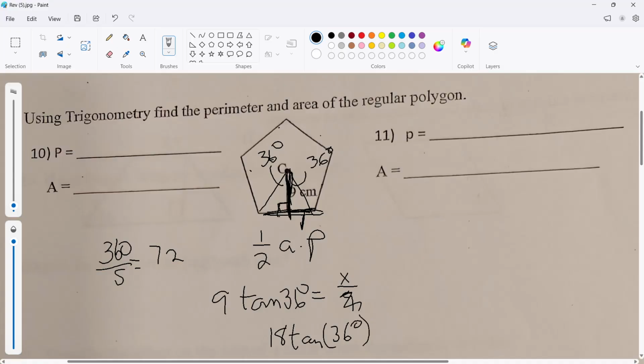And I've got 5 of them. So 5 times 18 is 90. So this is 90 times tangent 36 degrees. That's the perimeter.